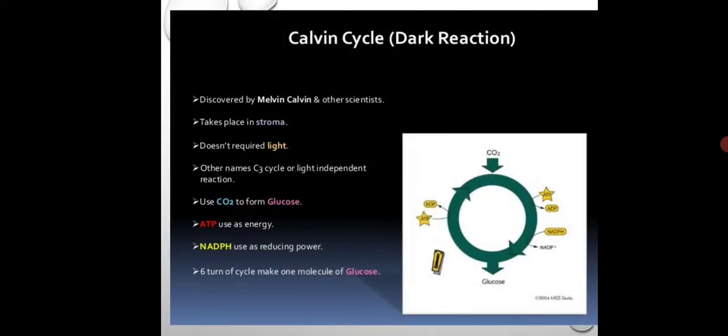Now the Calvin cycle was discovered by scientist Melvin Calvin. It takes place in the stroma of the chloroplast. It doesn't require light; it just takes the help of NADPH and ATP molecules, which were already produced in the light reaction, and as it fixes carbon from the atmosphere, it is also known as the carbon fixation cycle. Other names for this cycle are C3 cycle or light independent reaction.